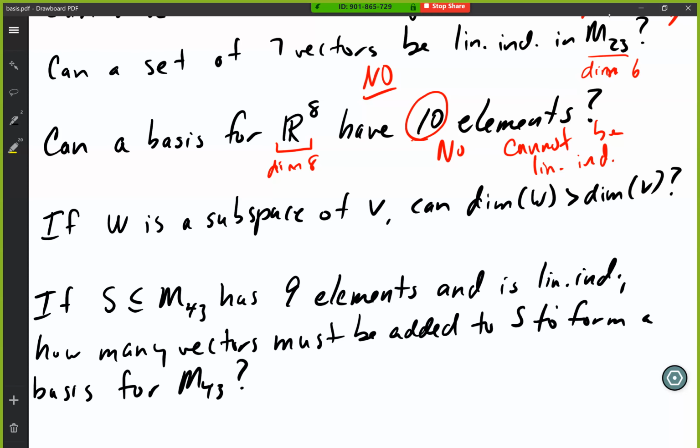For these last ones, this one's a no. If you have a subspace W of V, and a set is linearly independent in W, it also has to be linearly independent in V. So for the same reason, I can't have the dimension of W greater than the dimension of V, because you would have a linearly independent set in W that was too big to be a linearly independent subset of V. And for the last one, I know the dimension of M43 is 12. If I already have 9 linearly independent elements, how many more vectors do we have to add to make a basis? 3. Good.